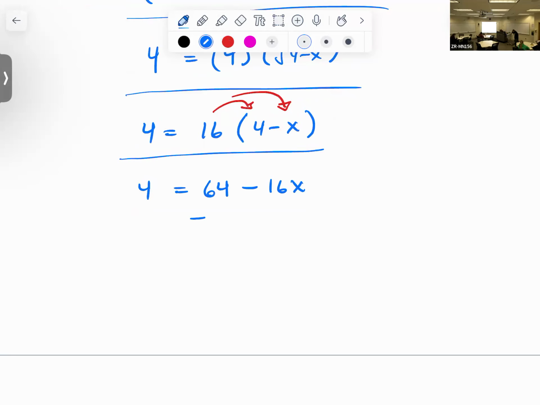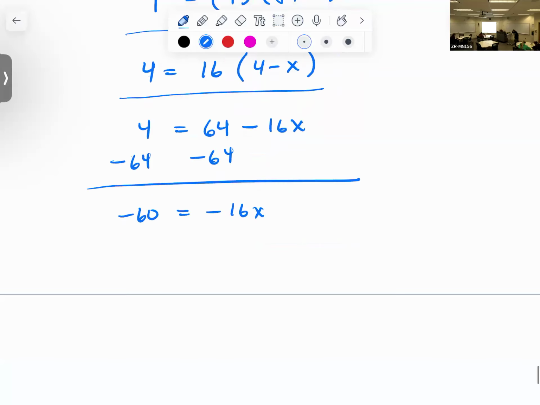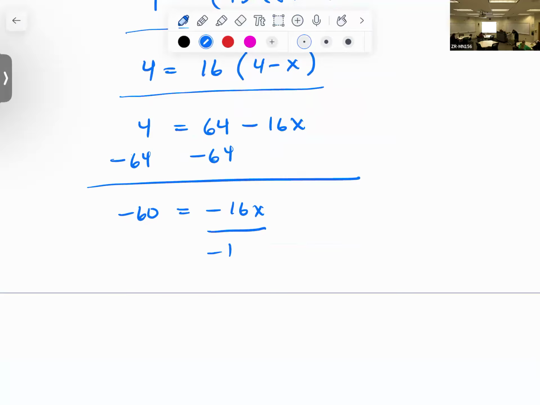And then a couple of last little steps. 16 and 16. Let's see, 38, 15 fourths.